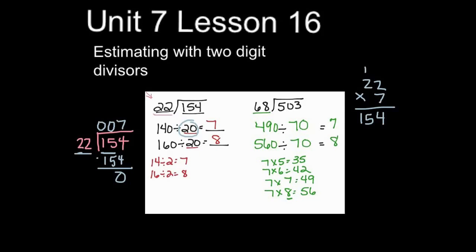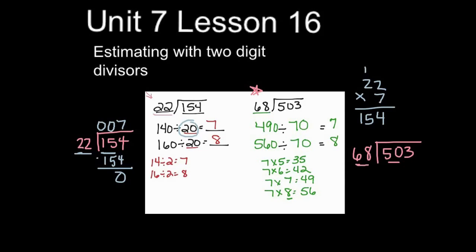Now, it doesn't always work in that case. Let's try it now with our second example. Here I have 68 going into 503. So I have 503 divided by 68. So again, I'm going to look at the front number and think, okay, 6 and look at 50. Okay, so if 6 goes into 50, I would think, what's going to get me the closest? Well, 6 times 8 would give me 48. So I'm going to try that first.